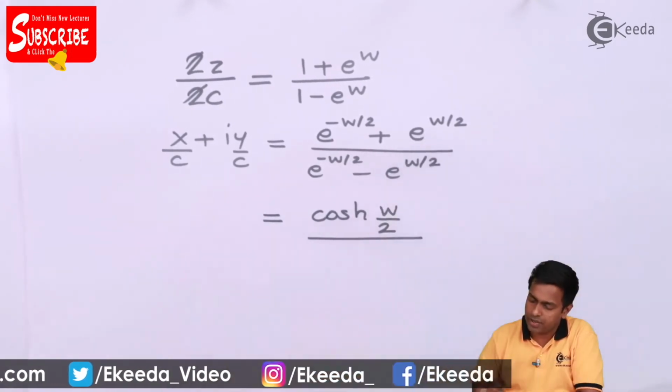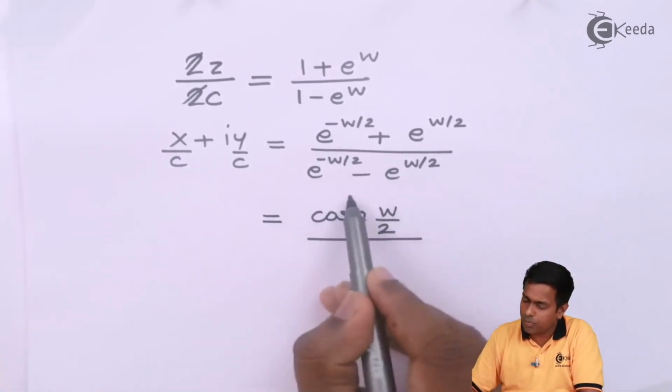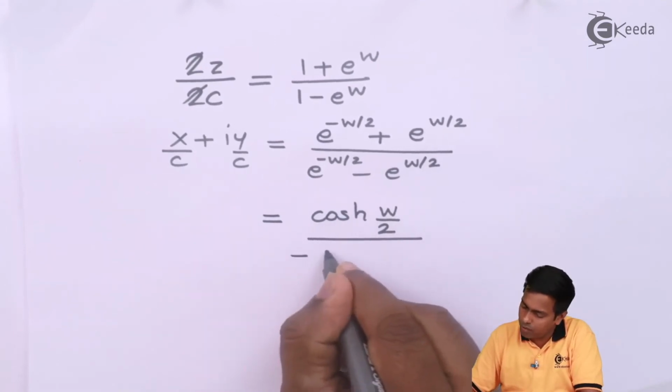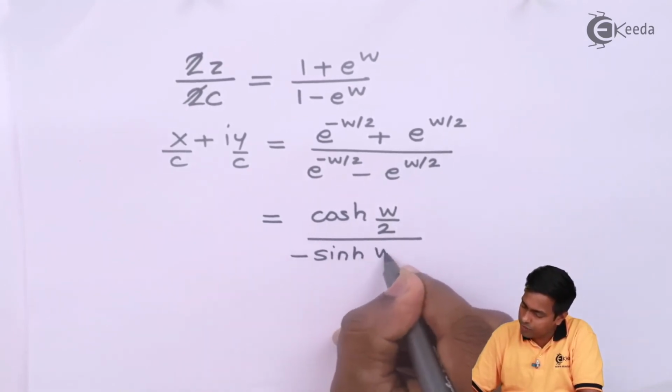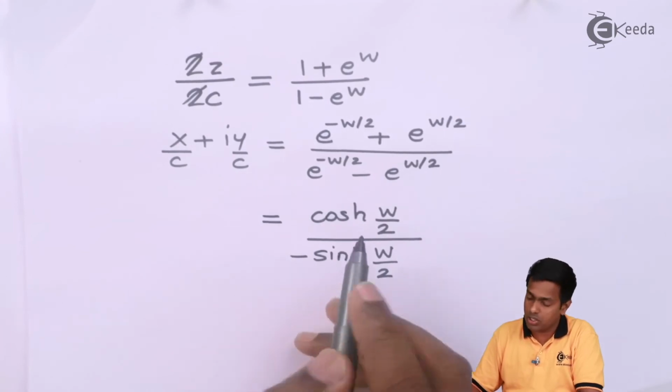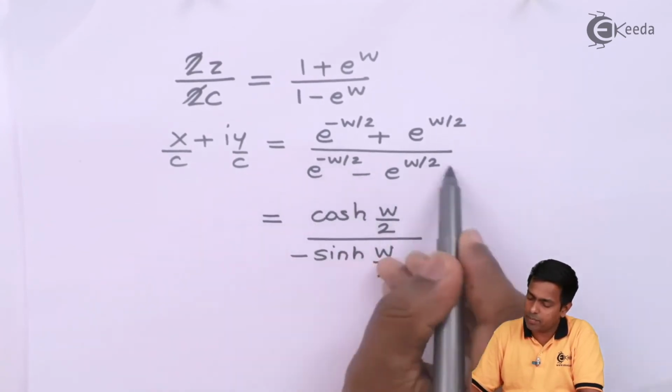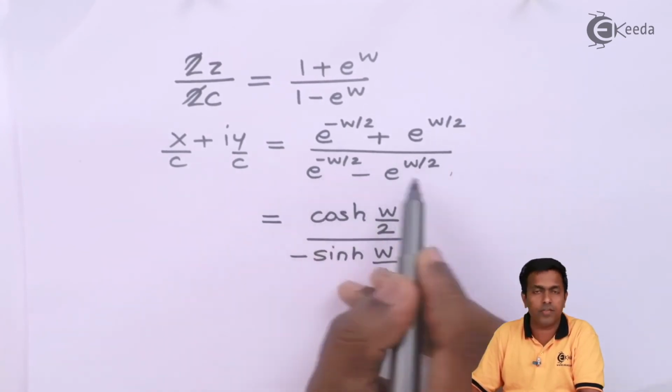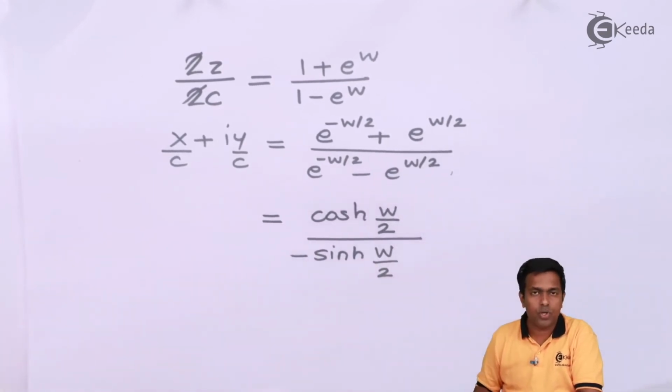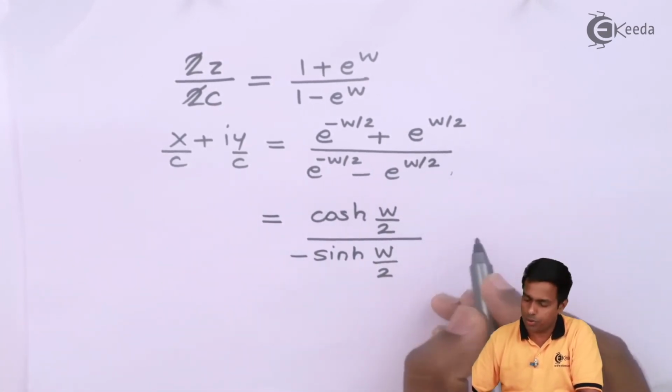You can check it here. Similarly, if I divide this denominator by 2, then here we get a formula of minus hyperbolic sine of w by 2. Now why minus? Because we have to take the minus sign outside. In the bracket, this term will become positive and this term will become negative, and divide by 2. So when we divide numerator and denominator by 2, we get this.